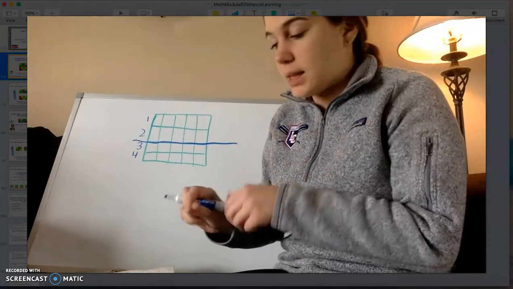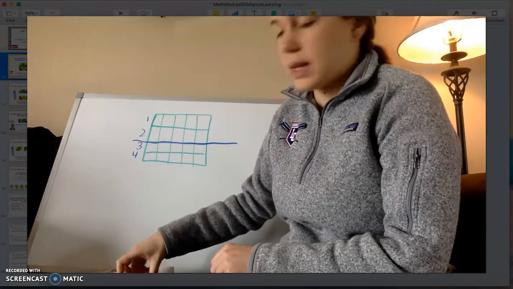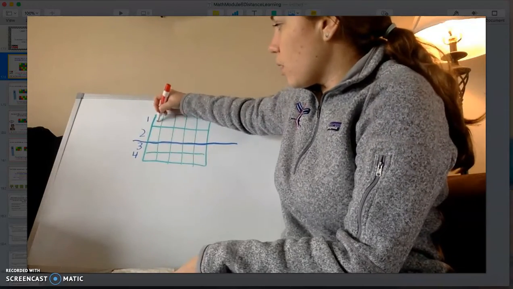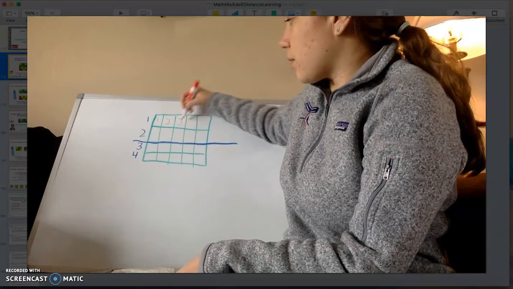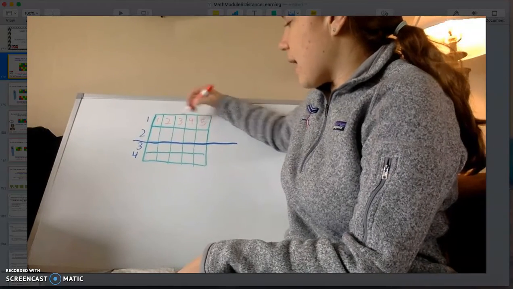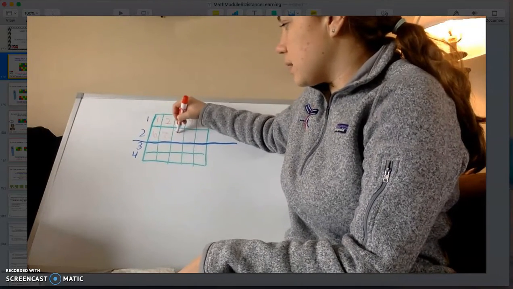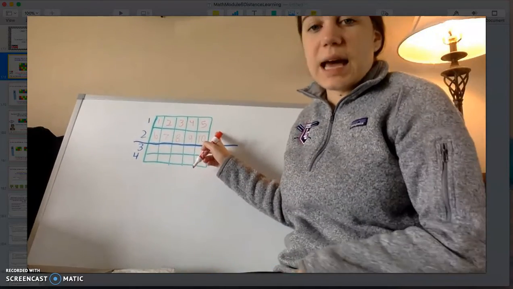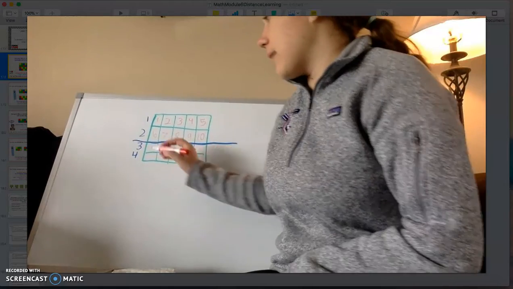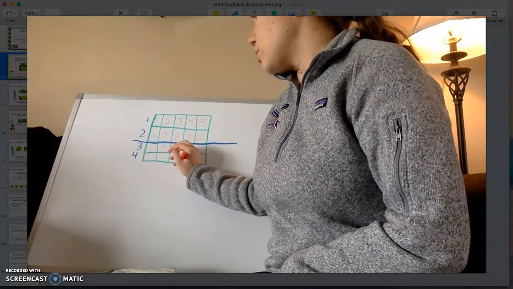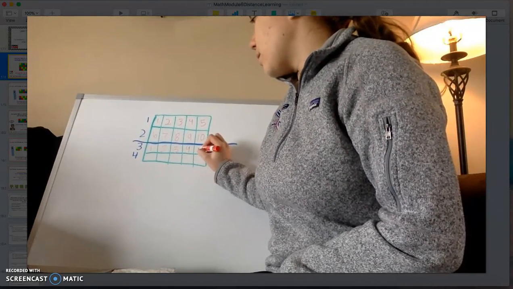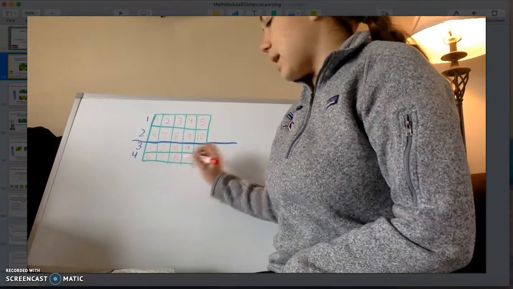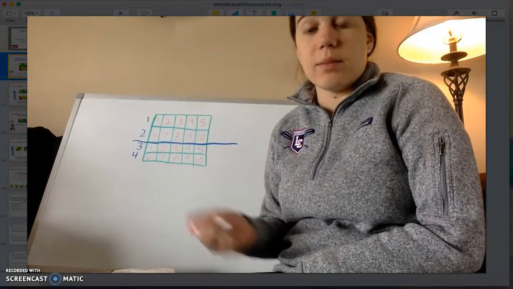Now if I did that, let's count how many squares I have on top in that rectangle and how many I have on the bottom. 1, 2, 3, 4, 5, 6, 7, 8, 9, 10. So we have 10 tiles on the top. Let's see how many we have on the bottom. 1, 2, 3, 4, 5, 6, 7, 8, 9, 10. We also have 10 on the bottom.